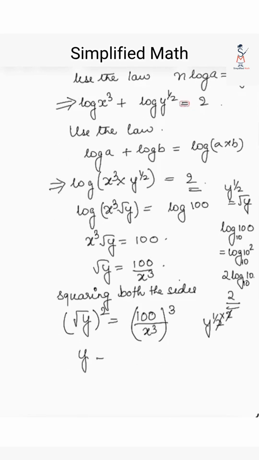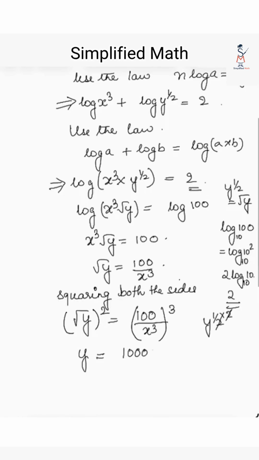So this will become y and this will become 100 squared over x raised to 3 into 2. You multiply the power with the powers, so 3 will be multiplied with 2 and it will become x raised to the power 6. So y is 10,000 by x raised to the power 6.